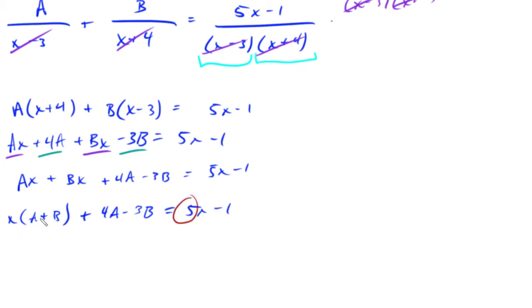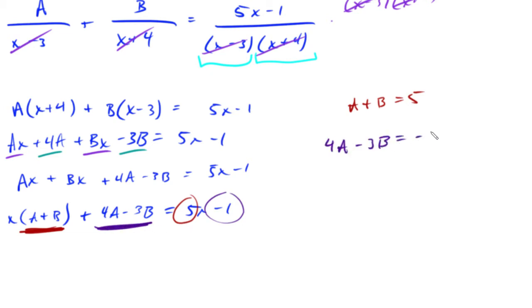We have 5 x's, so this is the number associated with how many x's we have on the left. So a plus b has to equal 5. And then here, we have negative 1 by itself, so this right here needs to be negative 1. 4a minus 3b needs to equal negative 1. And now you solve this system.